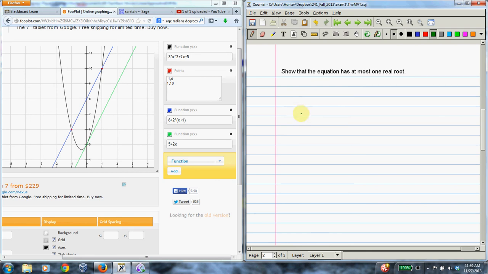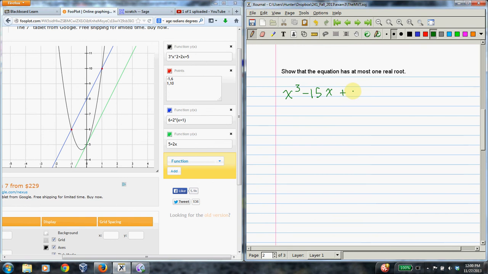So let's do this one: x cubed minus 15x plus c. Okay, I really hate to use c, so I'm going to use a different letter, d, equals 0, in the interval from -2 to 2. Okay.